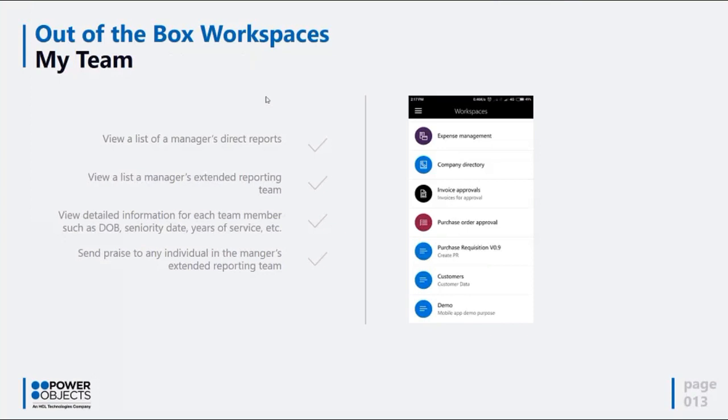So here's one of the ones that may or may not be as useful as others. Based on that organization hierarchy in finance and operations, you can get a view of your team. If you're a manager, you can get your direct reports. On the extended reporting team, you can get some detailed information about the different team members, date of birth, years of service, etc. But you can also send a shout out to any individual in the extended reporting team.